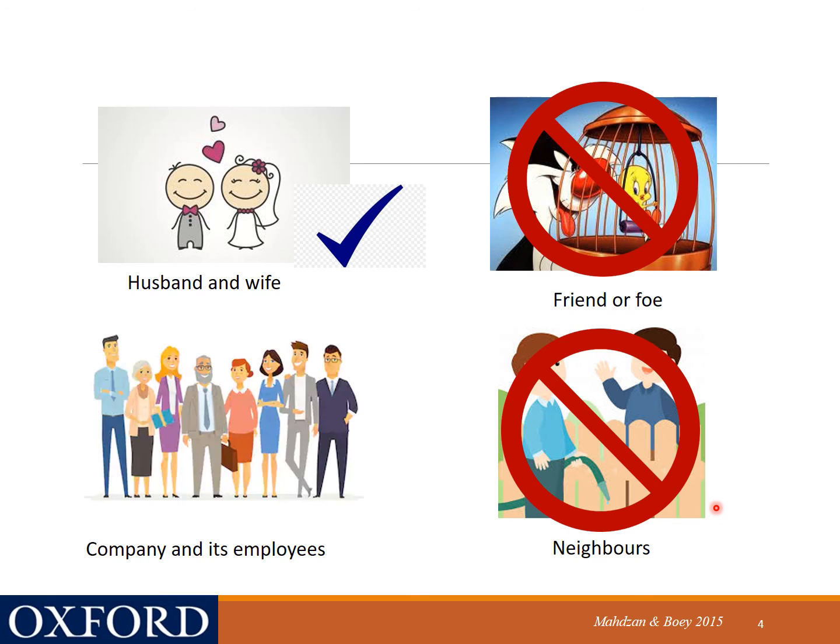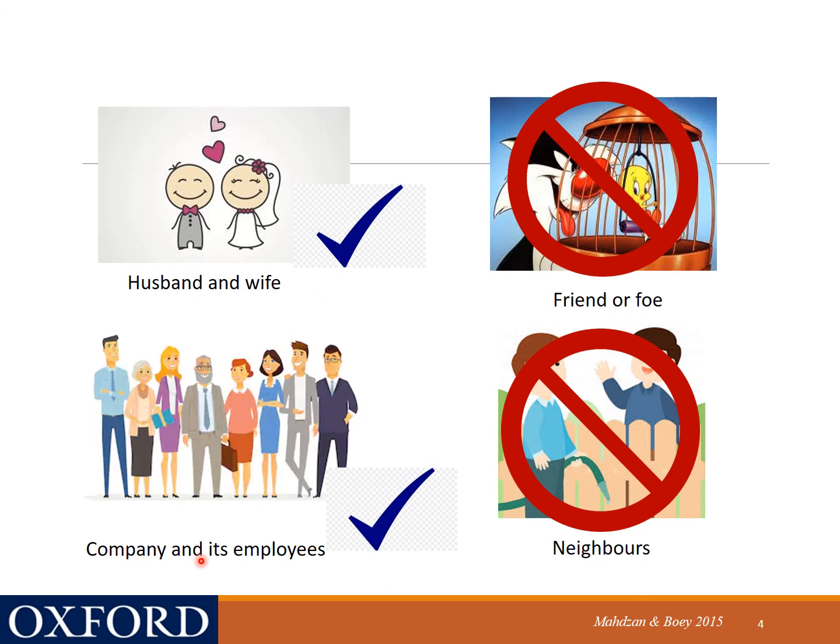Neighbors also usually have no insurable interest. There is no relationship, so why should you take up an insurance policy on your neighbor? That's quite suspicious as well. So no insurable interest.